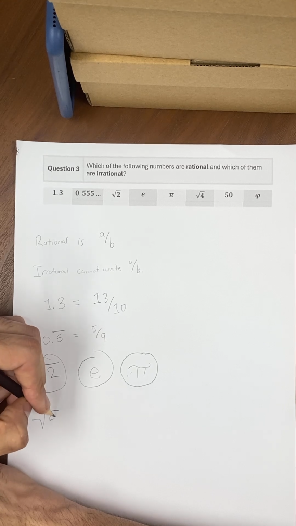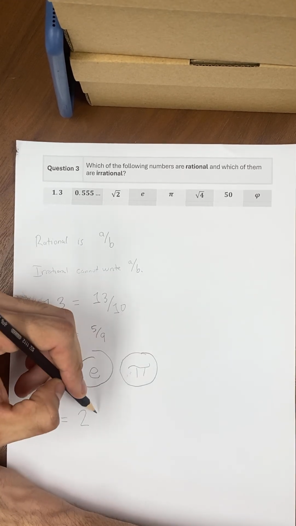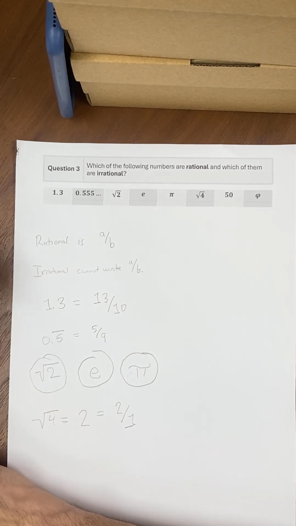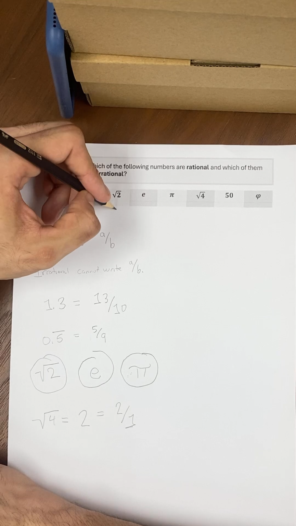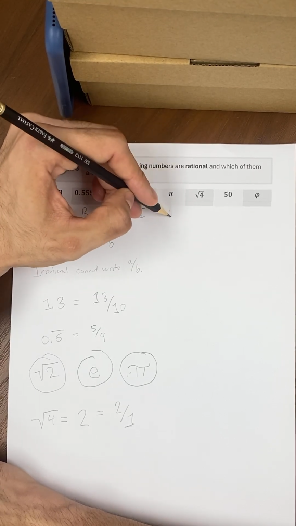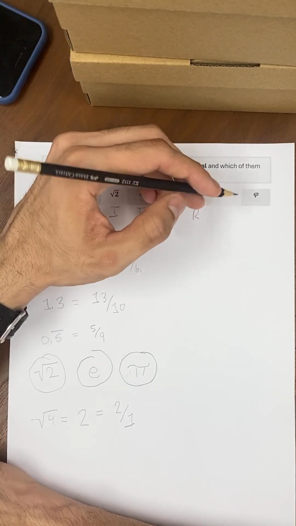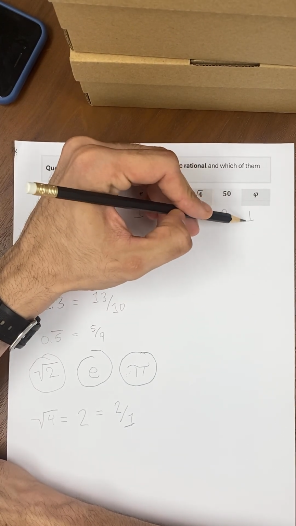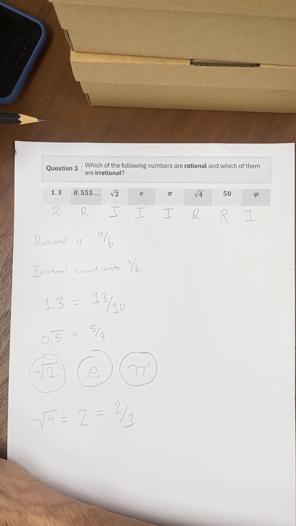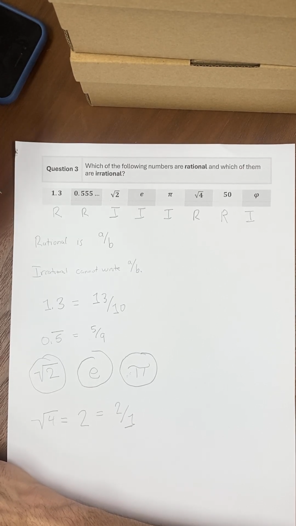Square root of 4 equals 2, and 2 equals 2 over 1. It's definitely rational. 50 is rational. Why? Because we can write it as 50 over 1. And I just said that phi is irrational. This is something that you have to memorize. It's important to know, even though you might not understand why it's irrational yet.